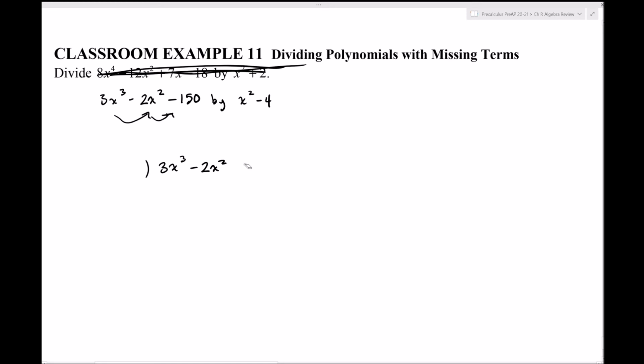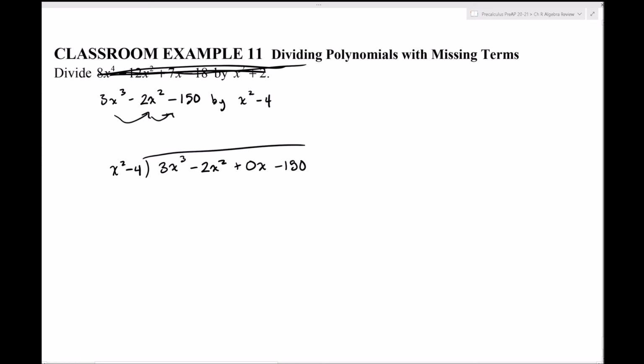So we have a missing x term. What I would advise then is writing a plus 0x in its place, and then minus 150. It makes the simplification process a lot easier if you write in the missing term with the 0 as a coefficient in front. And then we're going to divide by x squared minus 4.